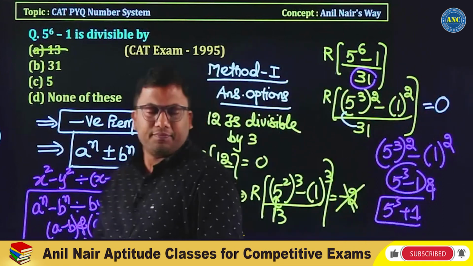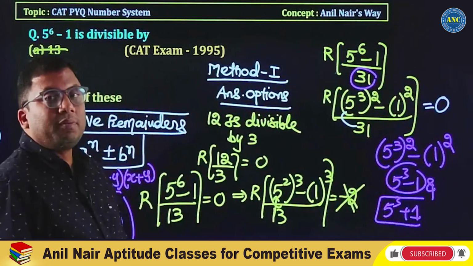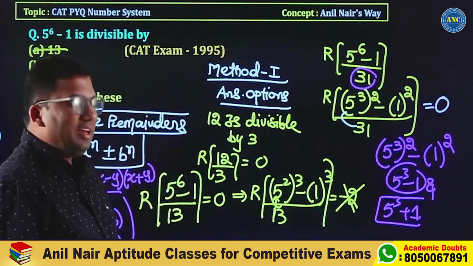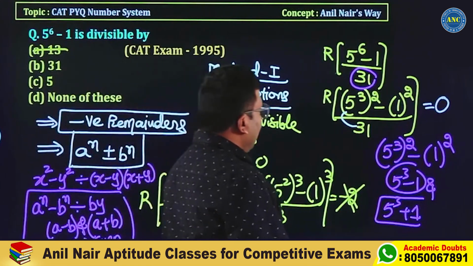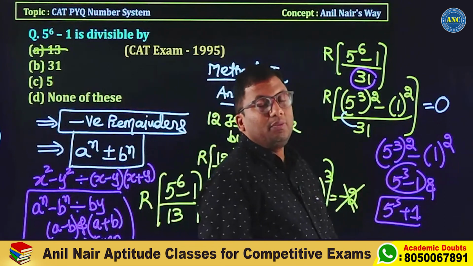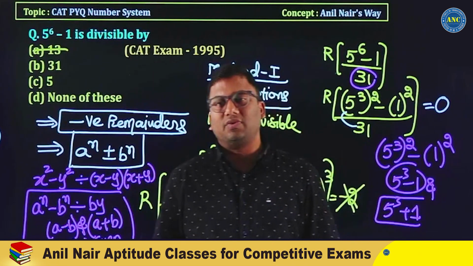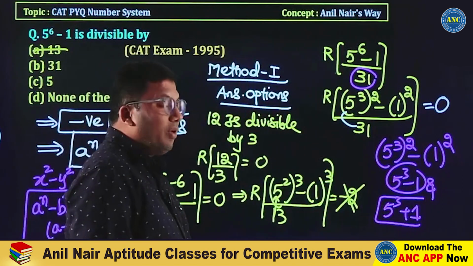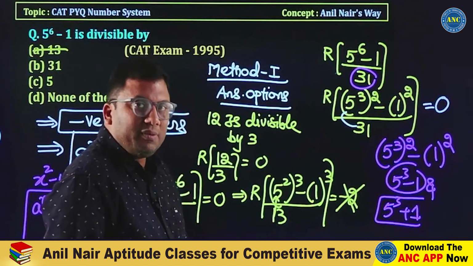5 cube whole square minus 1 square. a square minus b square is a minus b and a plus b. a minus b we got it as 5 cube minus 1. 5 cube minus 1 is 125 minus 1, 124. 124 is 4 times 31.